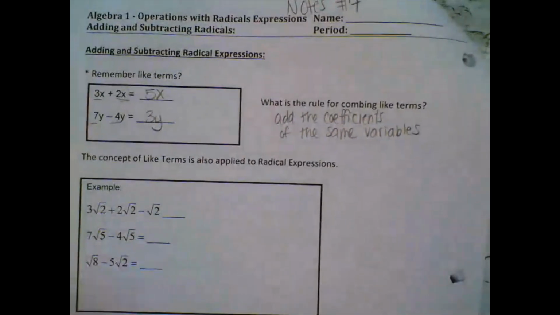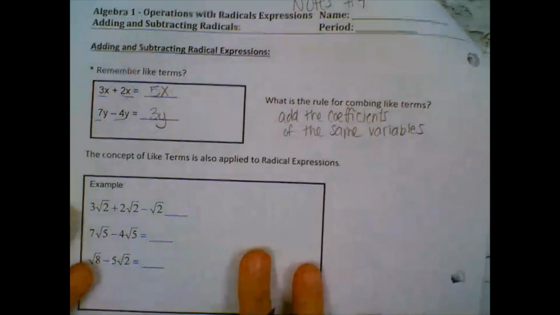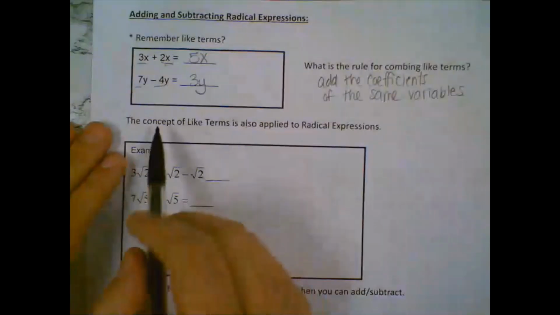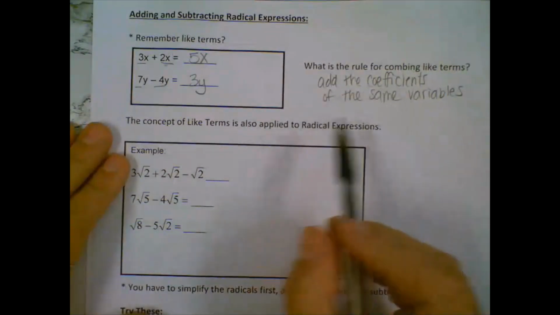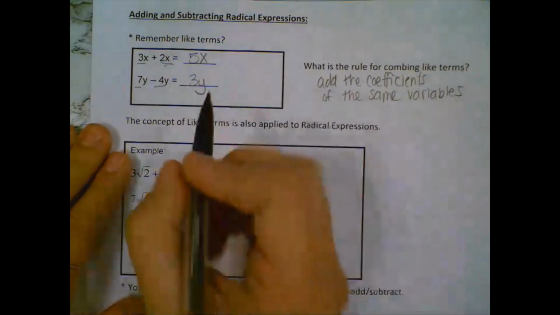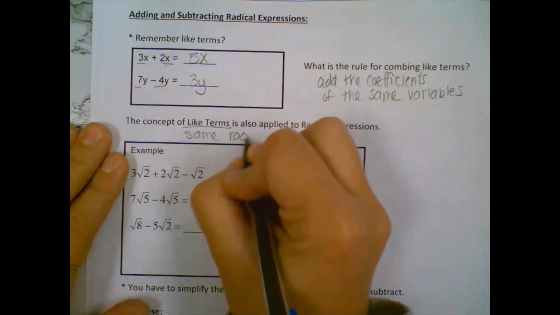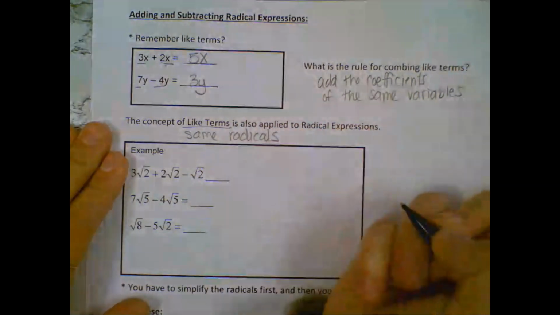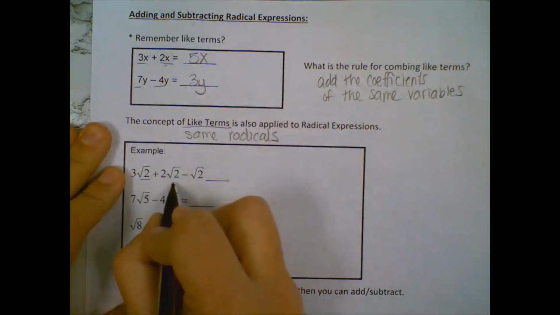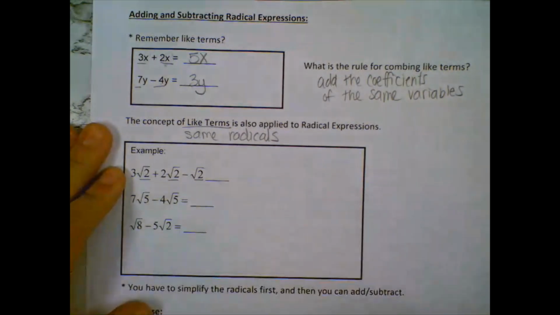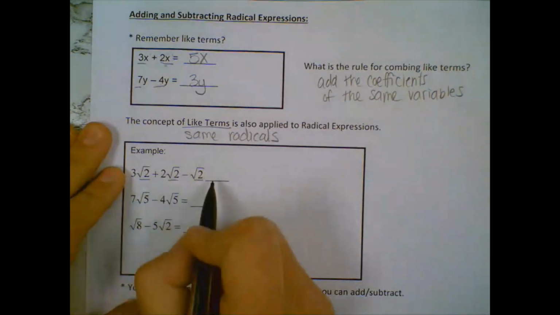And that's it. So for radicals, we do the same exact thing. We are going to add the coefficients, but instead of the same variables, our like terms are the same radicals. So if I look at this first example, I have a square root of 2, square root of 2, square root of 2. All of these are the same radical.